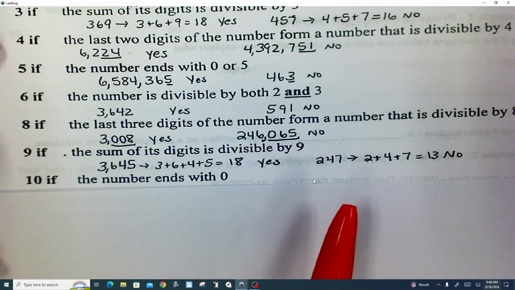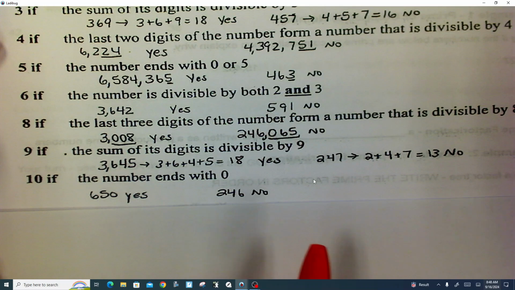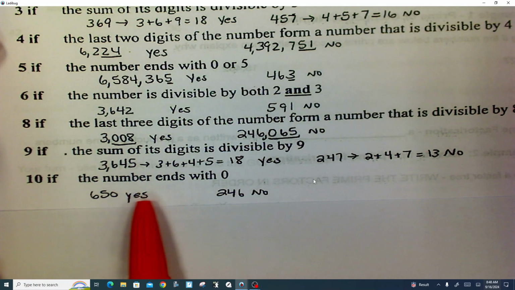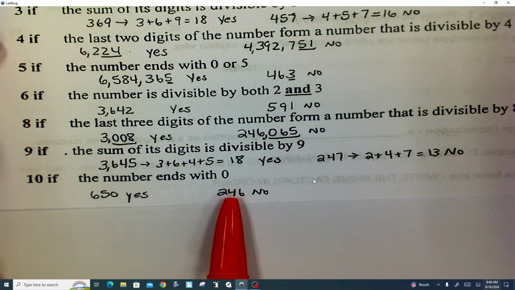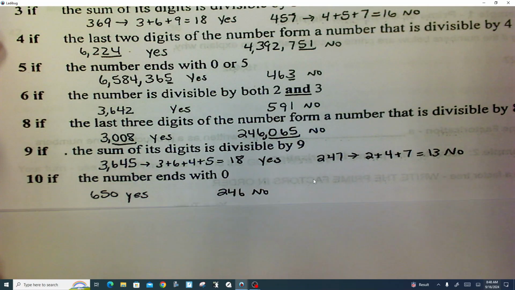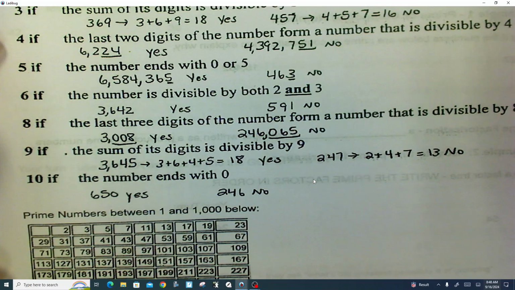How about this one, 10? If it ends with a 0, then we can divide it. So 650, yeah, we can divide that by 10. 246, sorry, it doesn't end with a 0. So that's the divisibility rules right there.